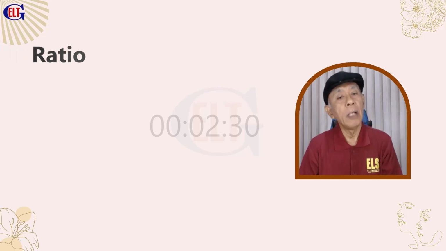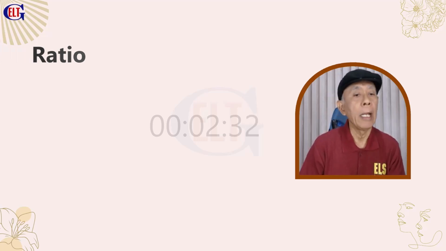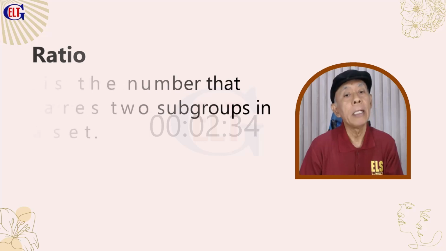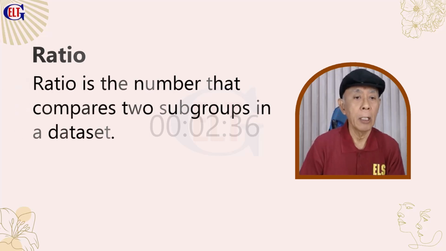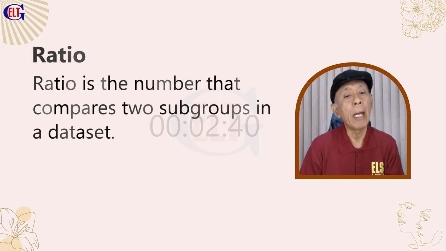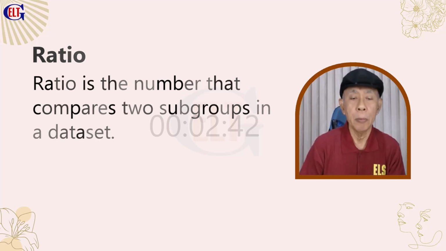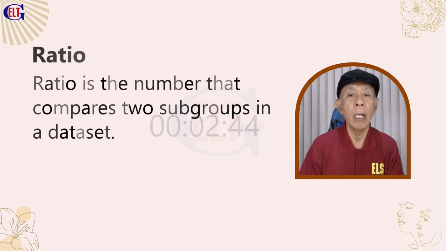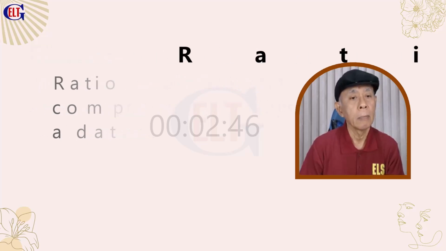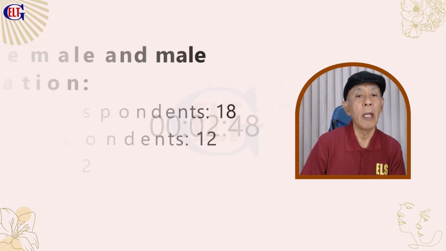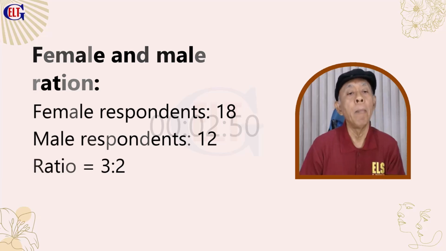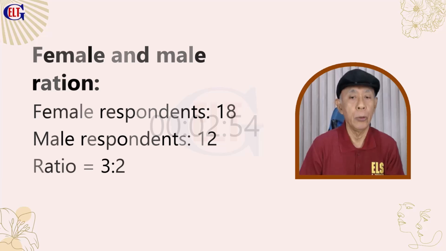The last number in data measurement is ratio. Ratio is the number that compares two subgroups in a data set. We can compare the numbers of the female respondents with the number of male respondents. We can say that the ratio of the female and male respondents is 18 to 12 or 3 to 2.